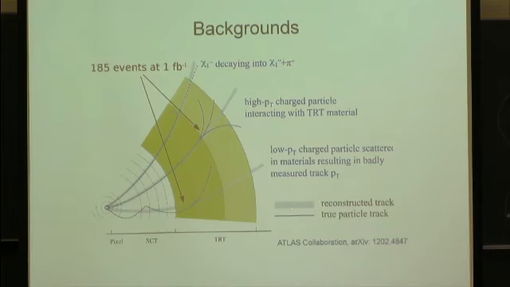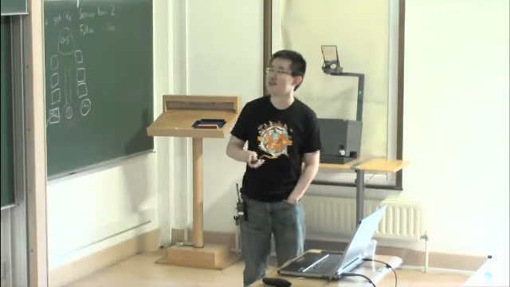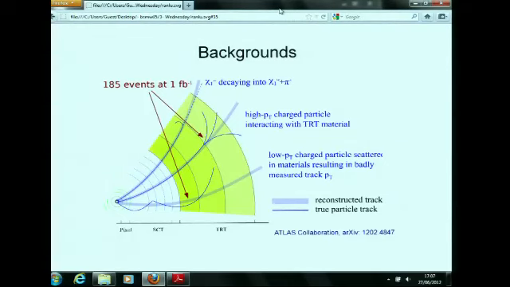They already found 185 events at 1 inverse femtobarn. So there is a huge background. We can only hope the experimentalists will improve their understanding of the detector, which will reduce the background and eventually make this a useful channel to find charginos.